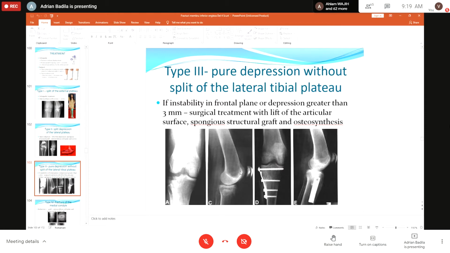A type 3 fracture is pure depression of the lateral plateau without any split fracture. The treatment consists in lifting the articular surface, filling the cavity with an autograft or a bone substitute, and osteosynthesis with plates and screws.